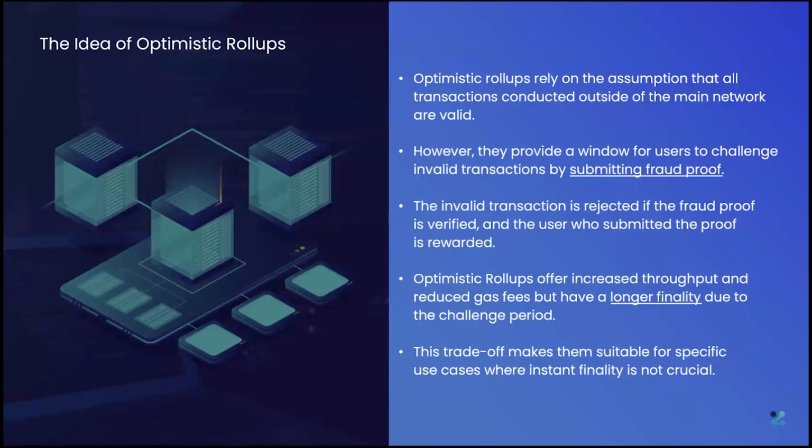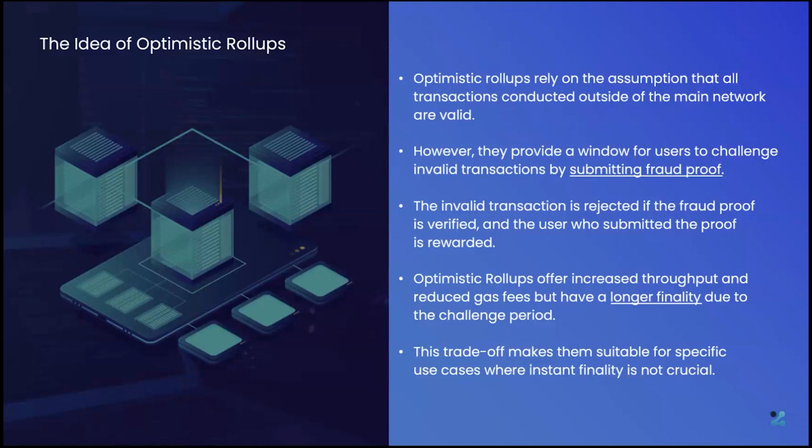Why are they called optimistic? Because in both optimistic and ZK rollups, at the end of the day, you are doing transactions off chain and then submitting the proof on the blockchain. But in the case of optimistic rollups, the validation of each transaction does not happen on the layer 2. They assume, they are optimistic, that whatever transactions are being submitted are valid. It passes the onus to a third party who can verify and validate those transactions. And if any transaction is found to be invalid, it will be reversed.